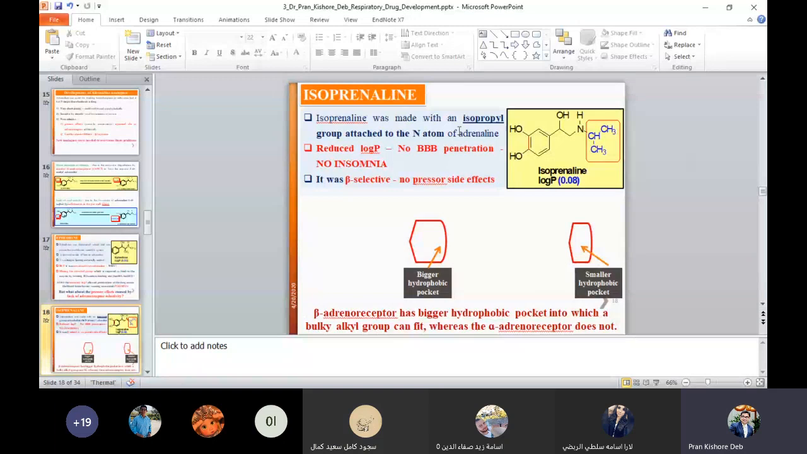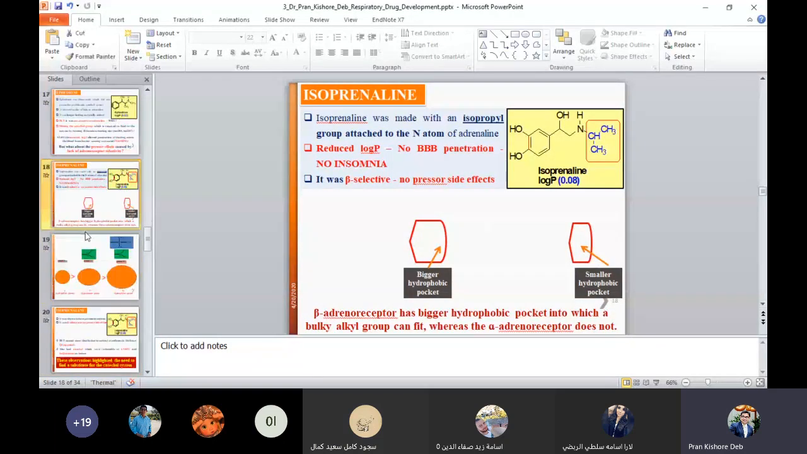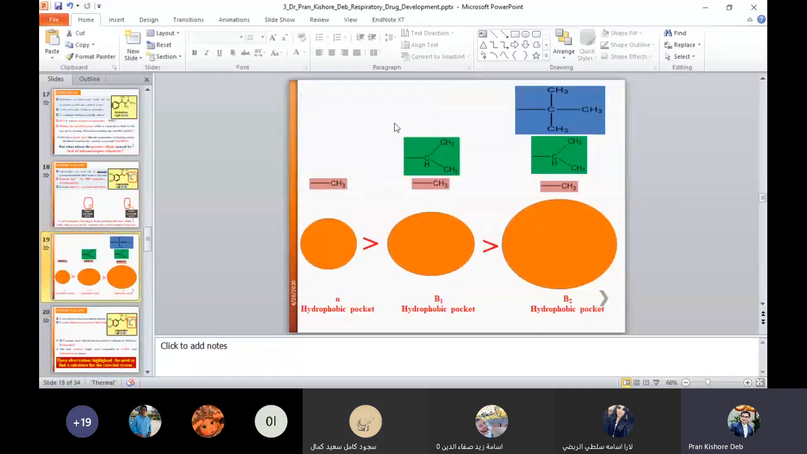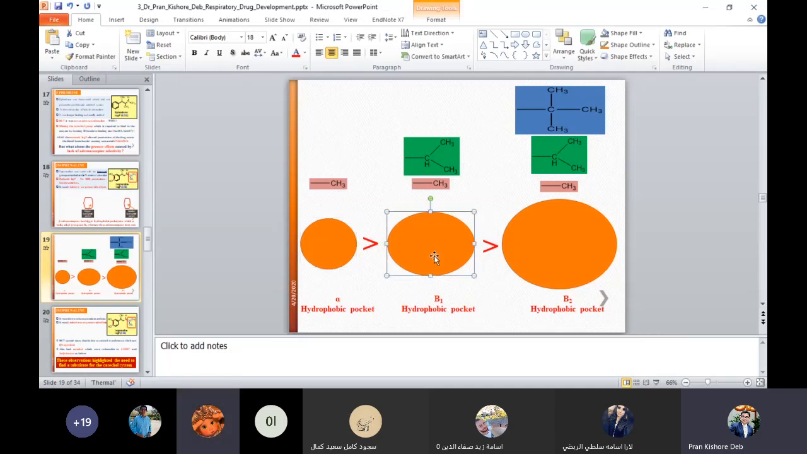So here I will go to another slide, then I'll come back. Now look at this slide, all of you. I have drawn this for you. This is not in your lecture slide. Generally I explain it in the class face to face, drawing on the board. Now listen to the third and last concept of this chapter. The hydrophobic pocket of the alpha receptor is smaller compared to beta 1, whereas the hydrophobic pocket of beta 1 is smaller compared to beta 2.